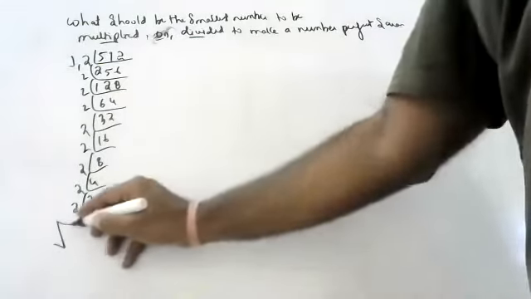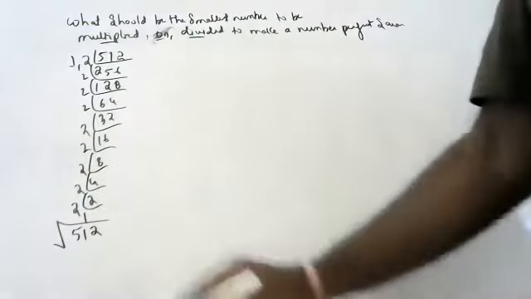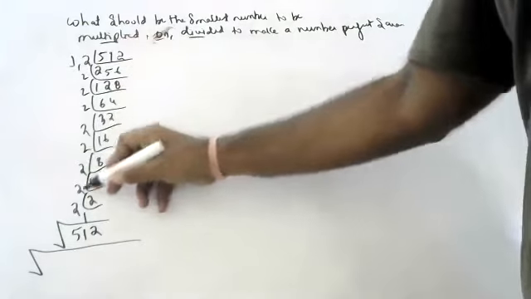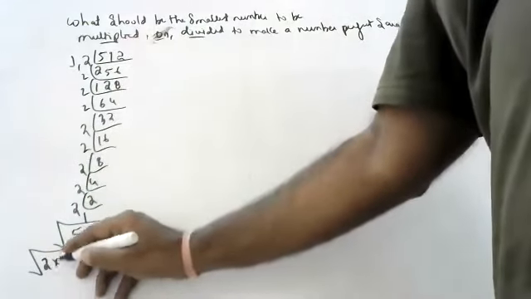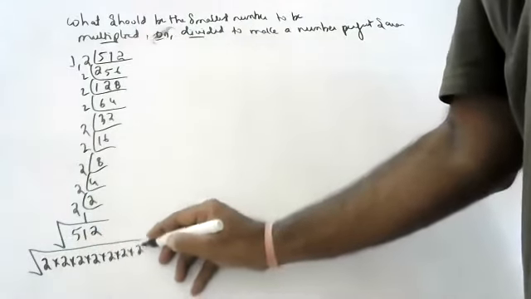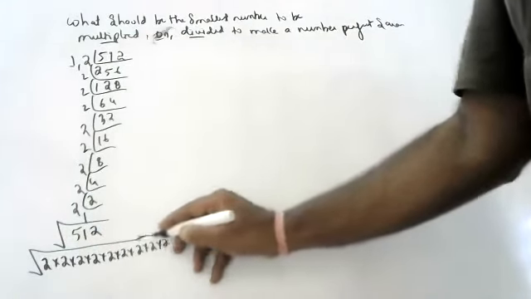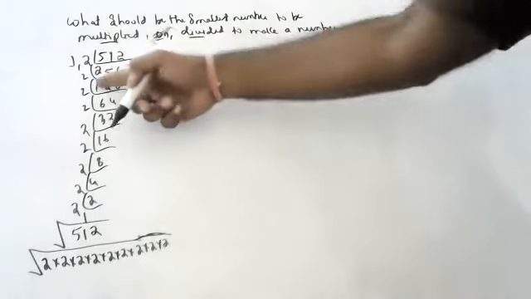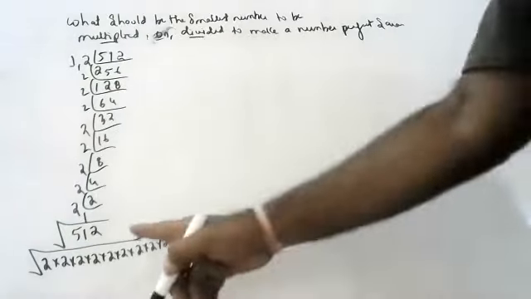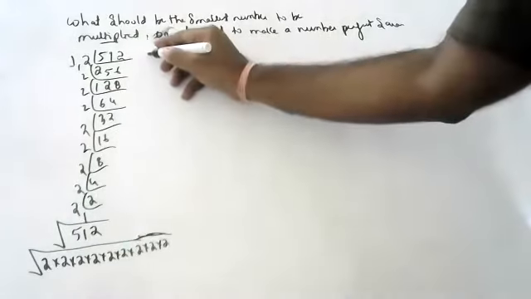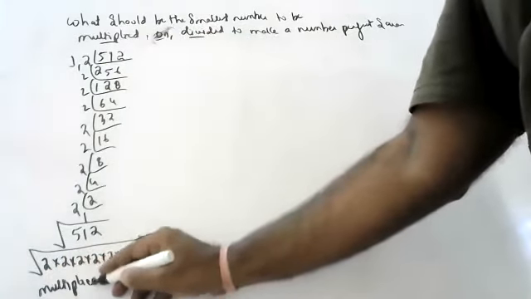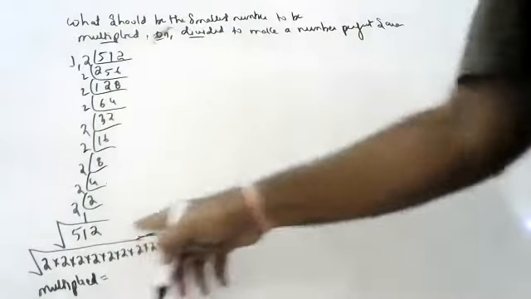Okay children, so under the root of 512, what is there inside the 512? 1 2 3 4 5 6 7 8 9. Nine 2s are there, children. If you want to make it a perfect square, what should be multiplied? Nine 2s are there.